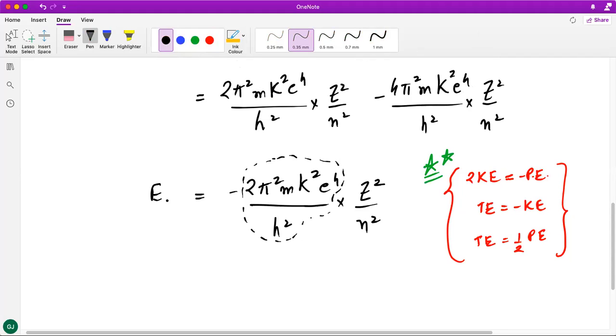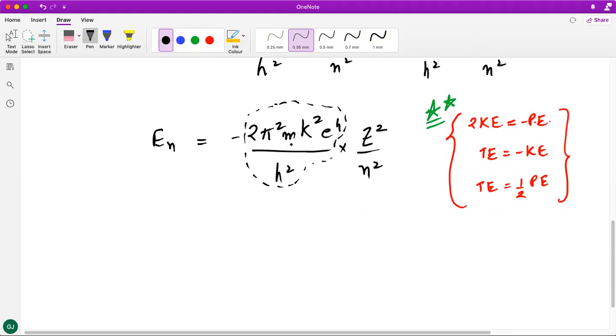So now if I substitute the values of pi, mass of electron, electrostatic force constant, charge of electron, Planck constant, these are constants which I know the values of. And if I substitute them, then I get my answer as minus 13.6 z square by n square in the units of eV. That's electron volt.